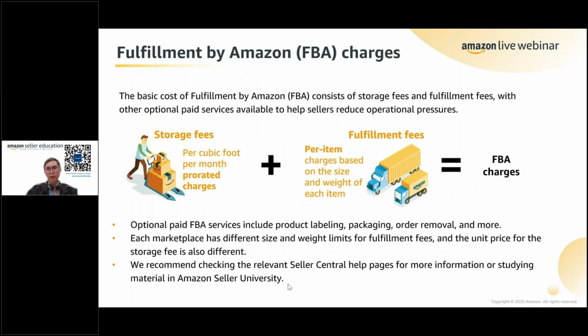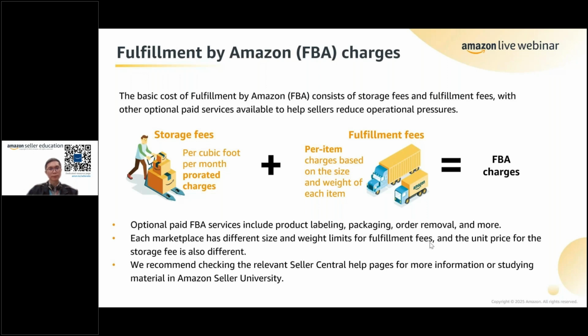This is what typical fees will be like. Of course, as with all fulfillment, there will be fees required. The basic cost of the fulfillment will include the storage fee, which is based on per cubic foot per month. It could be prorated depending on which month your product reaches the fulfillment center. As well as the fulfillment fee, which is charged per item and based on the size and the weight of each item. These two components will be the FBA charges.